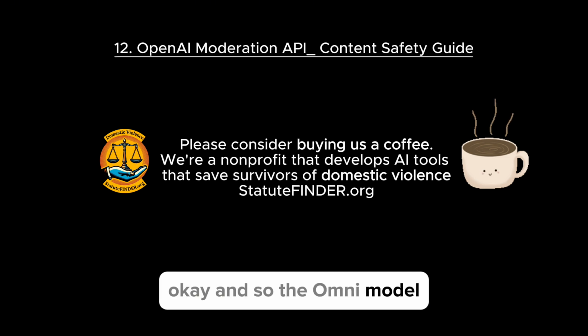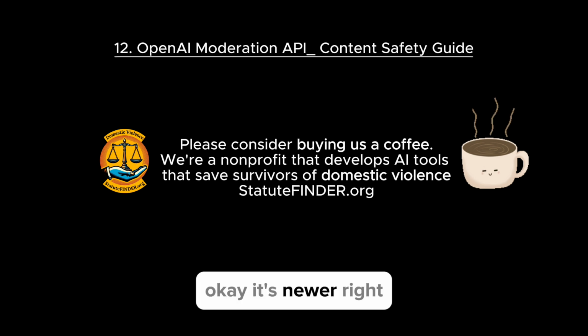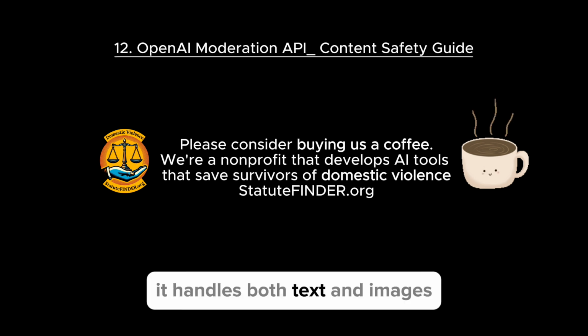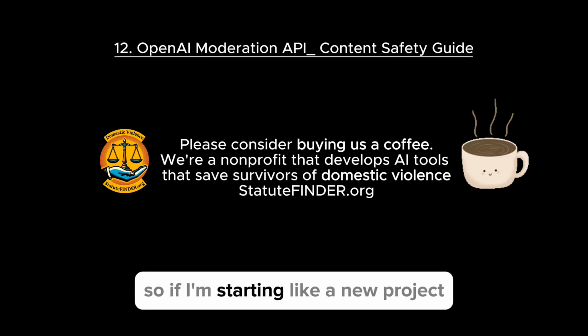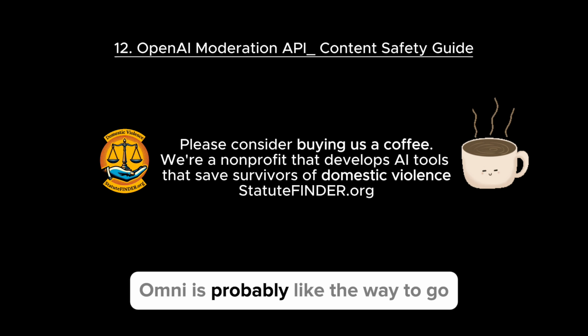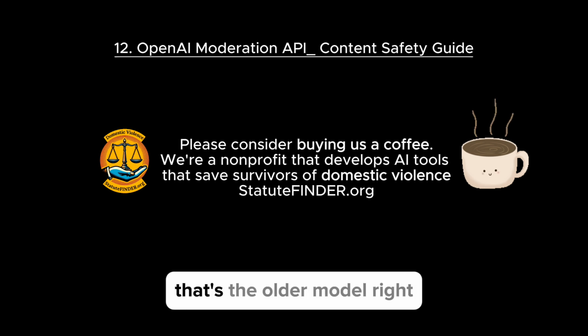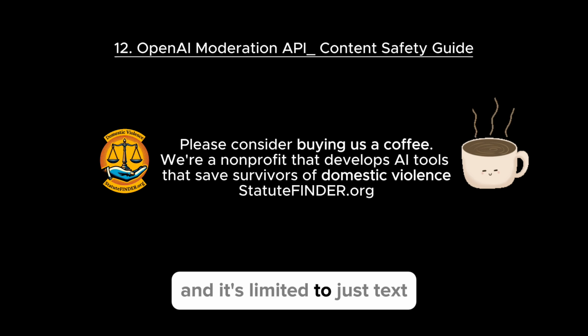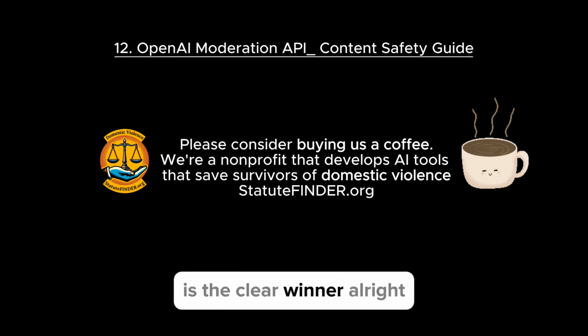And so the Omni model, that one is kind of like your all-in-one powerhouse. It's newer. It handles both text and images, and it has more categories for classifying content. So if I'm starting a new project, Omni is probably the way to go. I would say absolutely. Text Moderation Latest is the older model, and it's limited to just text with fewer categories. It's still useful, but for new projects, definitely Omni is the clear winner.